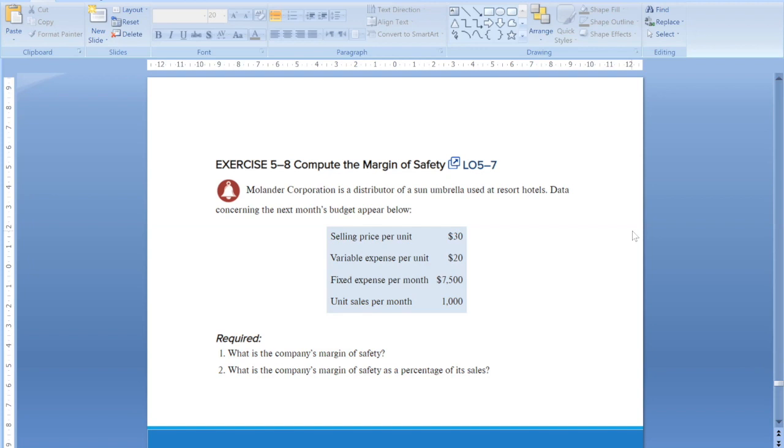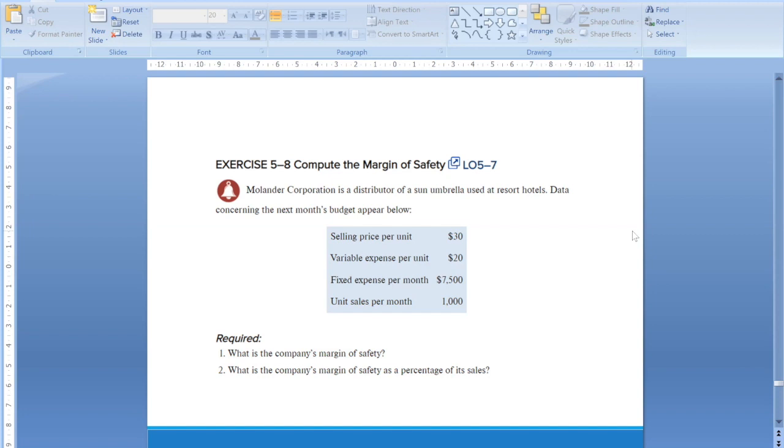We do have the selling price per unit, variable expense per unit, fixed expenses per month, and unit sales per month. The required: what is the company's margin of safety? So exercise 5.8 is talking about the margin of safety. Just to remember, the margin of safety is the excess of the actual sales over the break-even sales.